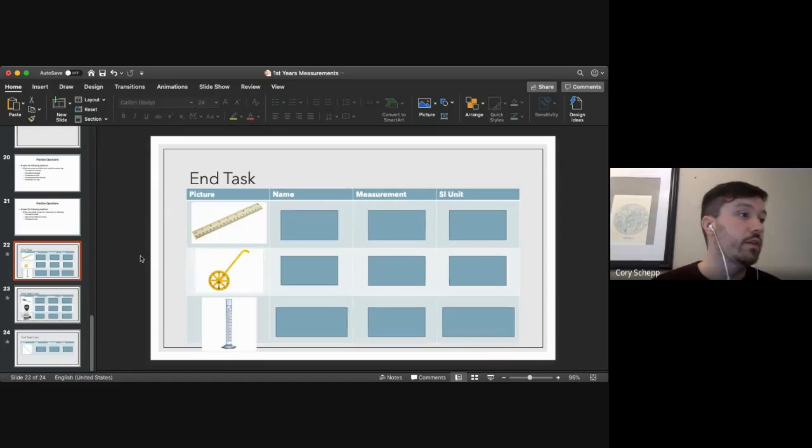So for example, I'll give you an easy one. Obviously, this is a ruler. It measures distance. I don't want you to say meters for that, because that's the unit it measures in. So give me the name of it, a ruler, what it measures, distance, and what unit it measures in, meters. That's the SI unit.